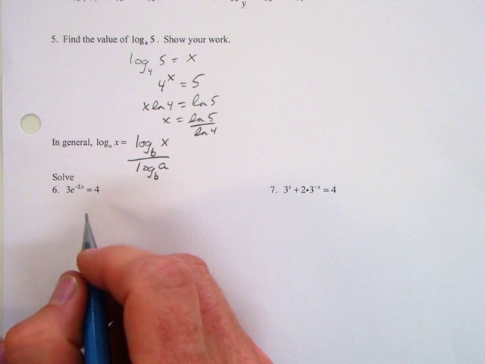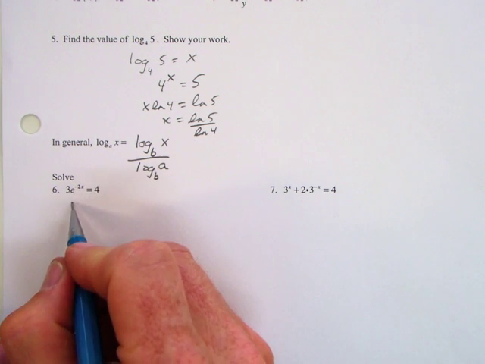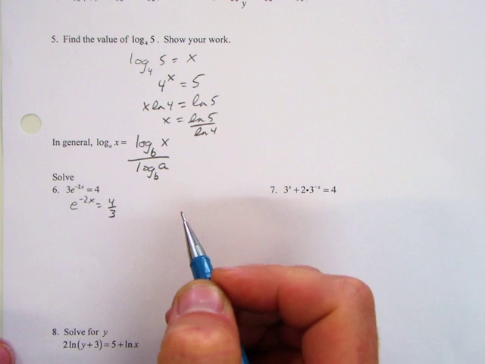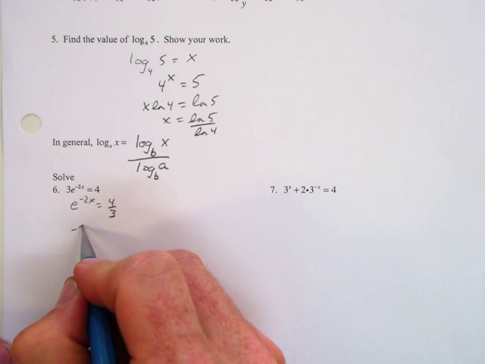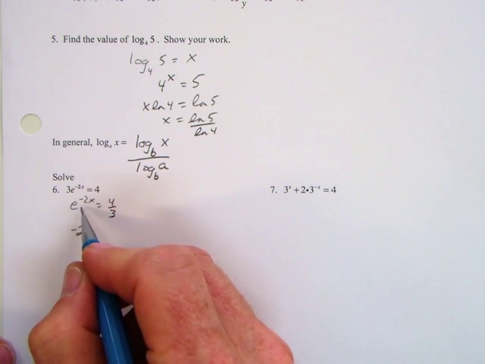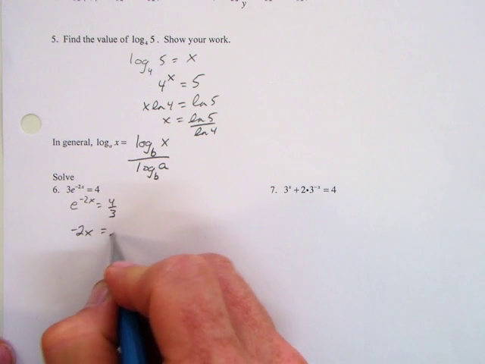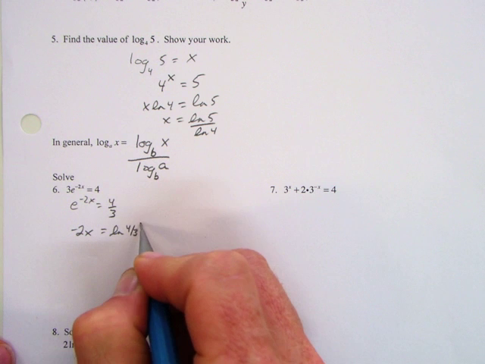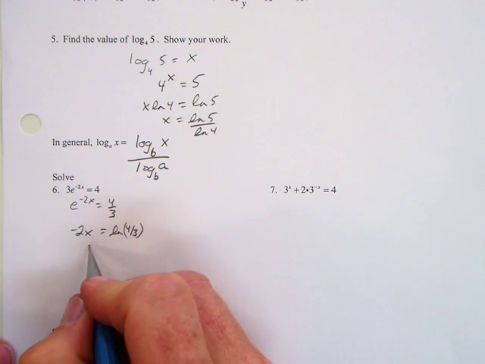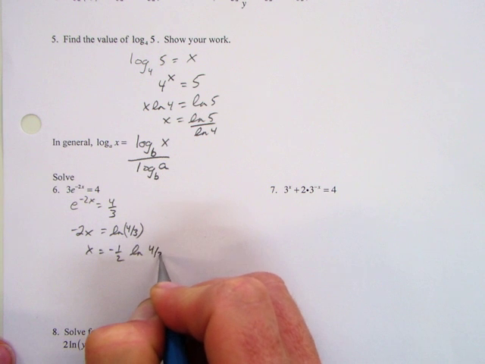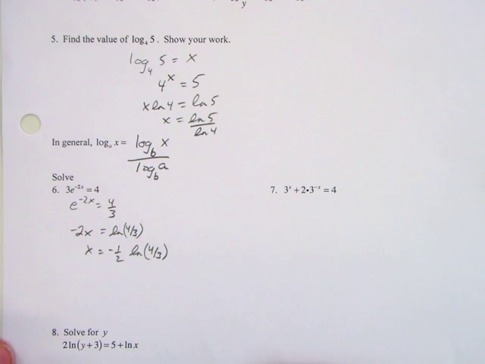First thing we want to do is isolate the exponential. So we'll have e to the negative 2x equals 4/3. Take the ln of both sides. Since e and ln are inverses, we just get negative 2x equals the ln of 4/3. Let's put that in parentheses. So x equals negative 1/2 ln of 4/3. And then you could type it on the calculator to figure out what that is.